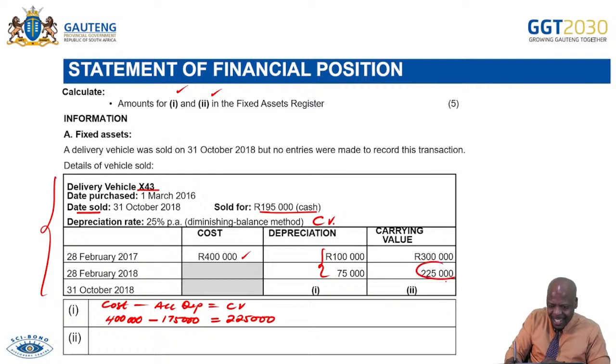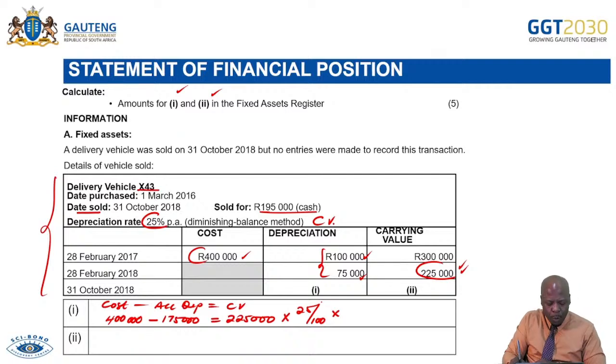Where do you see that 225? Over here. So now you understand how they got the 225. They took the cost, which is your 400,000, and then they subtracted these two depreciation amounts. That is how they got the 225 here. Now that I have the 225, which is my carrying value, I can say multiplied by the depreciation rate, which is 25%, 25 over 100.